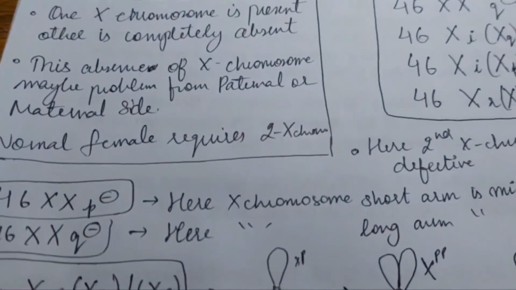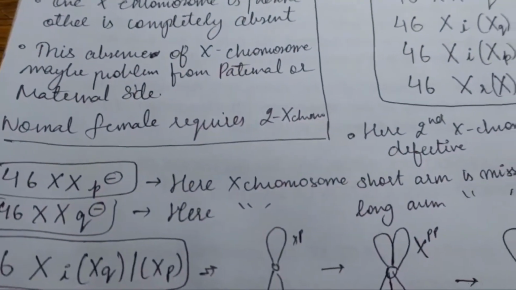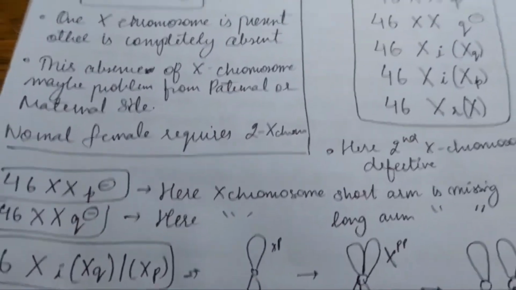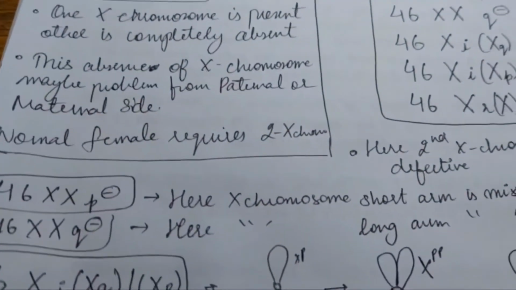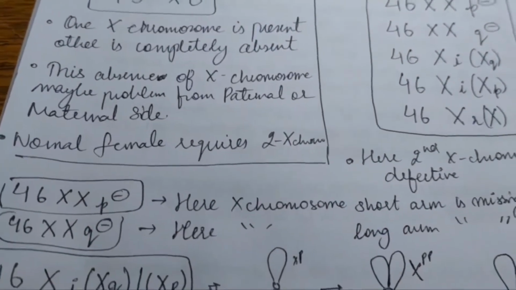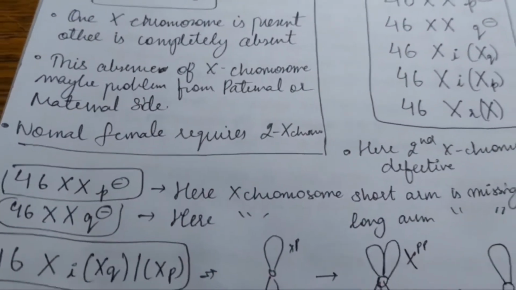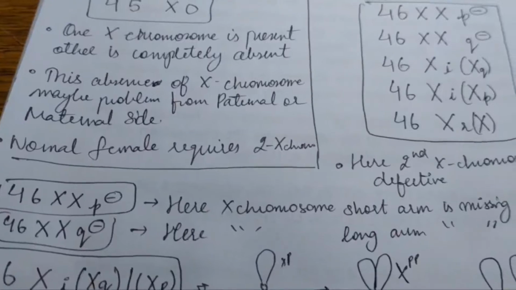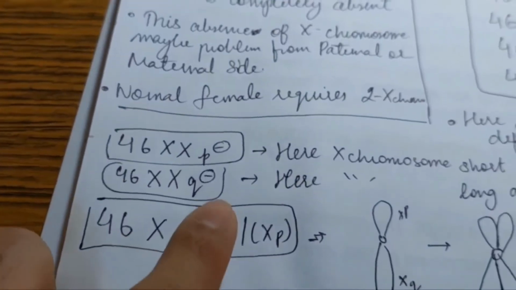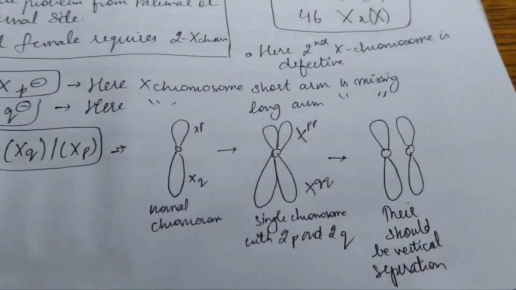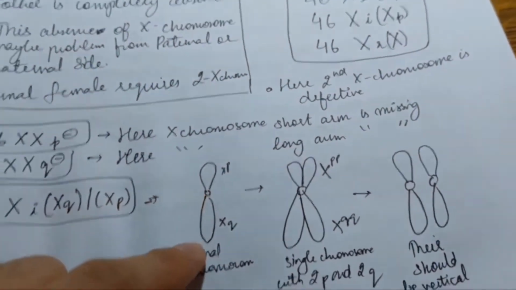So what are these? If we start with 46XXp-, this means that in the second X chromosome the short arm is missing. 46XXq- means that in the second X chromosome, the long arm, that is q, is missing. Then we have another example, 46X i(Xq), or 46X i(Xp).